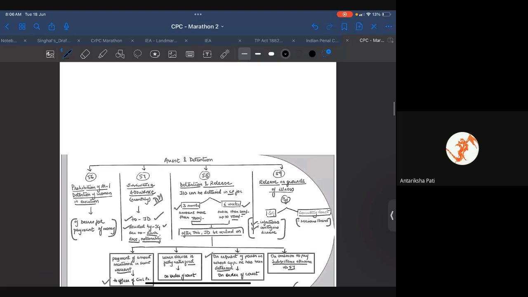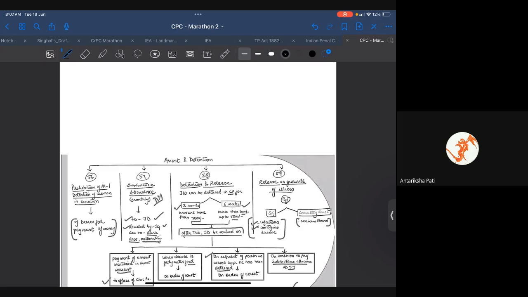Now 56 says prohibition of arrest or detention of woman in execution of decree for payment of money. You can't arrest or detain a woman in execution of a decree for payment of money. Now it talks about a subsistence allowance that has to be paid to the judgment debtor. It is a peculiar case. The decree holder will pay the subsistence allowance, which will be decided by the state government according to rank, race, or nationality. So you have to pay a subsistence allowance, and if you don't pay it, then he cannot be detained in civil prison.